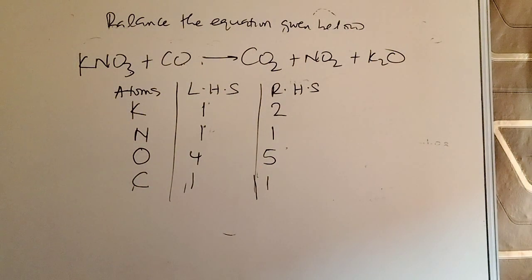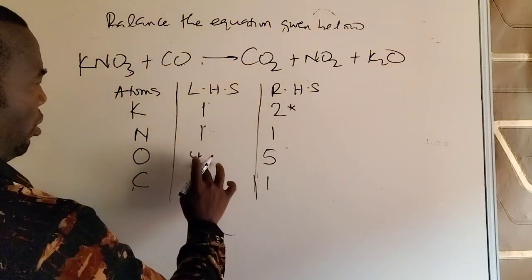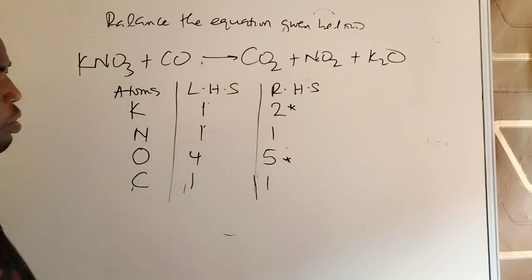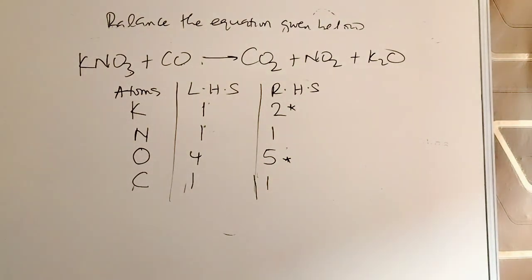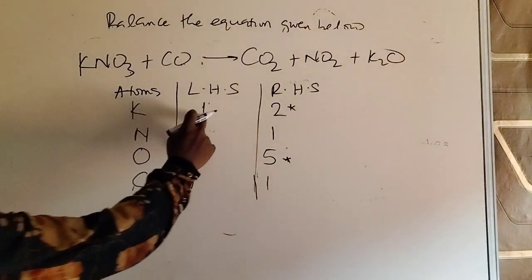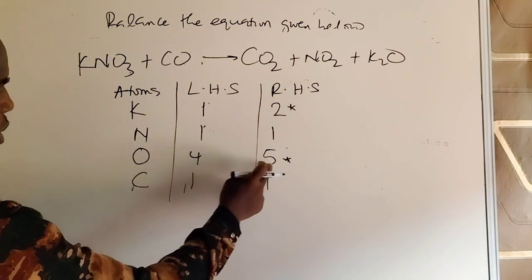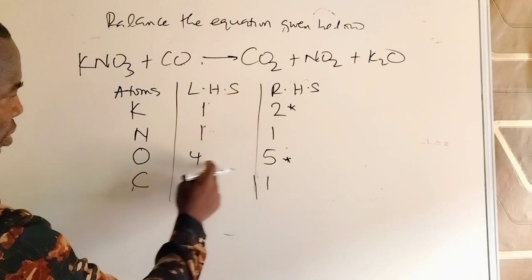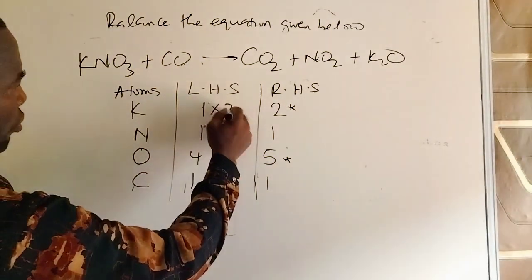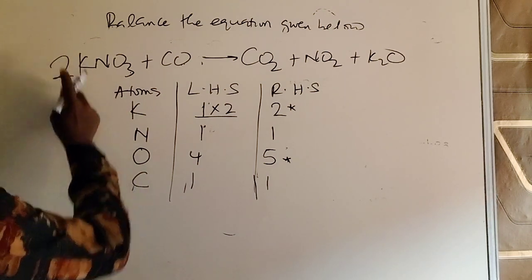So, having done that, we inspect the table and look for the one that will be easier for us to balance. You see that potassium is unbalanced, oxygen is unbalanced, these 2 elements. So which one will I start with? We're going to start easily with potassium because 1 is a multiple of 2; 2 divided by 1 has no remainder. But 5 is not a multiple of 4, so this will not be easy. So multiply this left hand side by 2. Look at potassium, you put 2 there. So you don't go and balance oxygen yet.